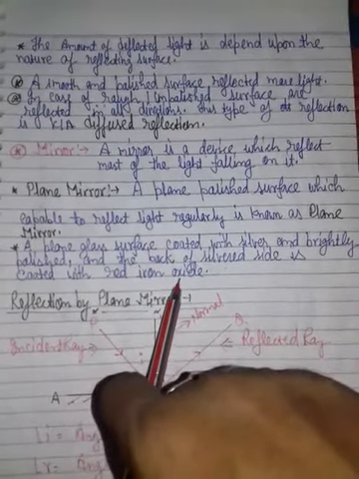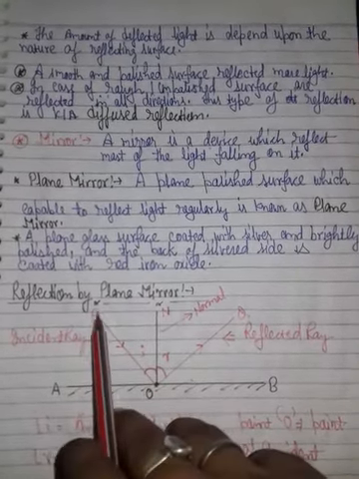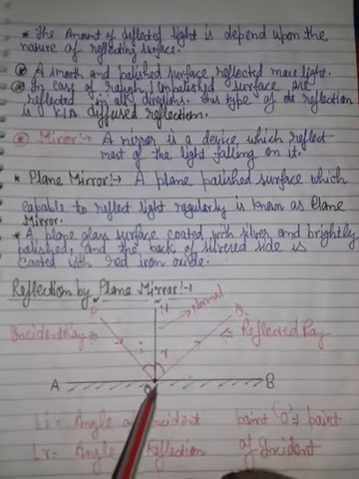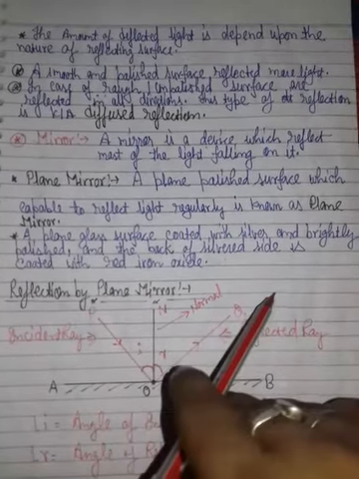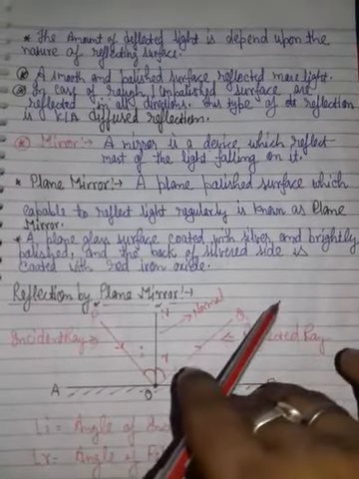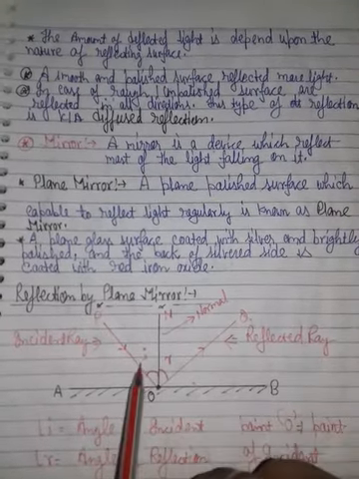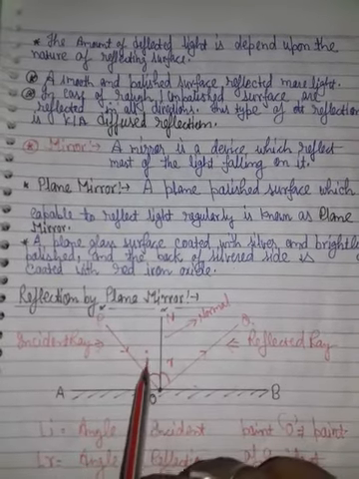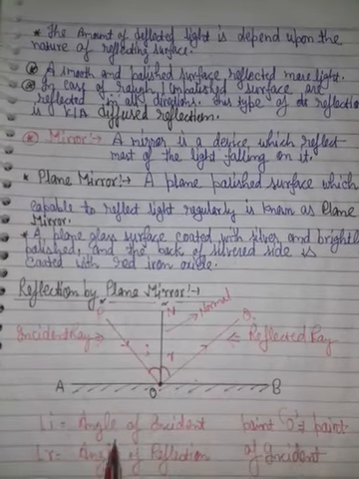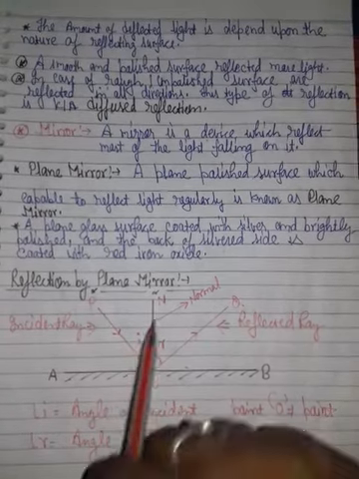Reflection by a plane mirror. This is the plane mirror AB, the middle point is O, and ON is the perpendicular on the surface of AB. PO is the incoming light ray, known as the incident light ray, and OQ is the outward light ray, going out after striking. This is the reflected light ray, and the angles made from the normal are angle I and angle R. Angle I is the angle of incidence and angle R is the angle of reflection. It is clear in this figure.